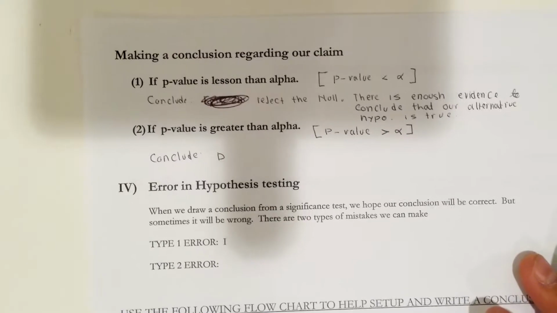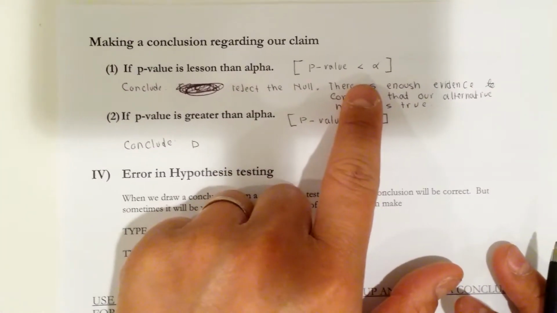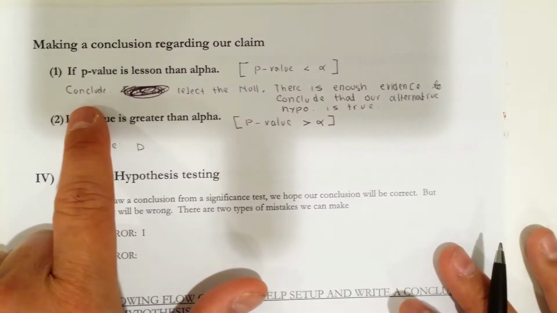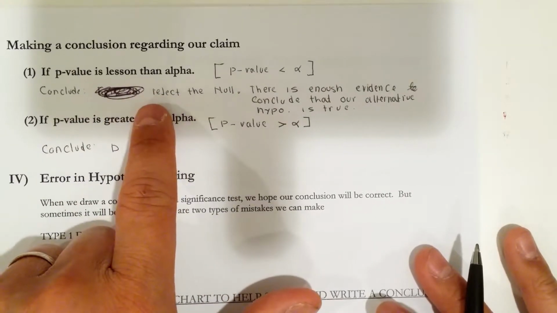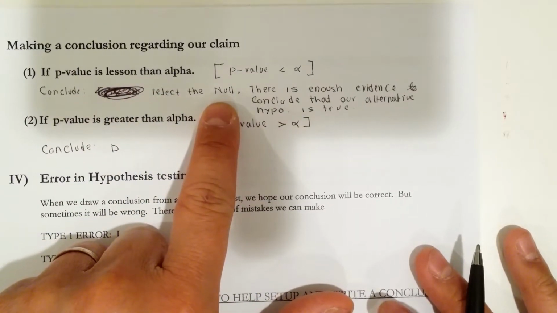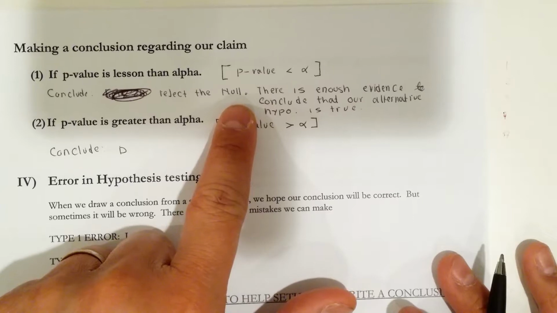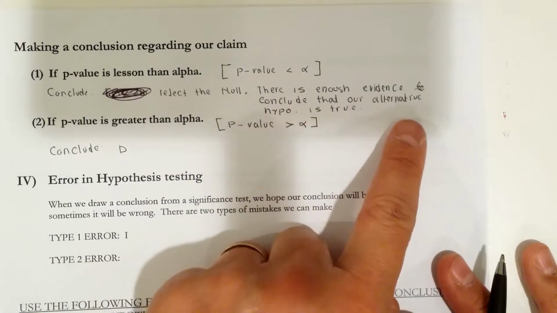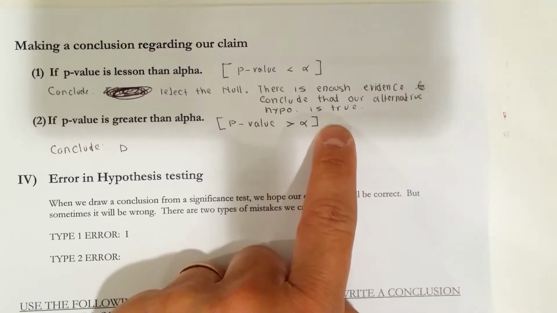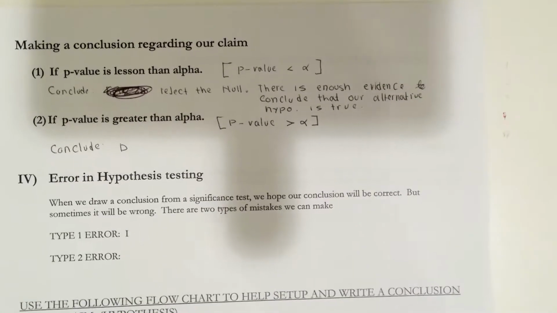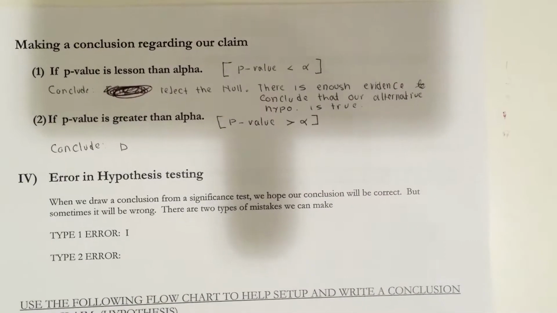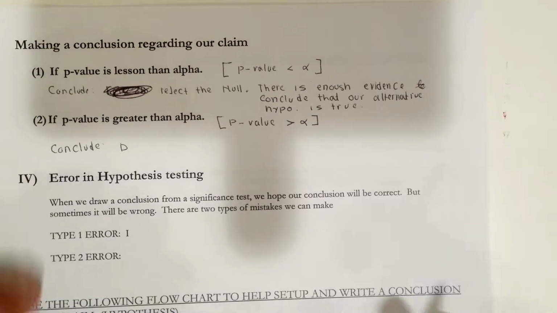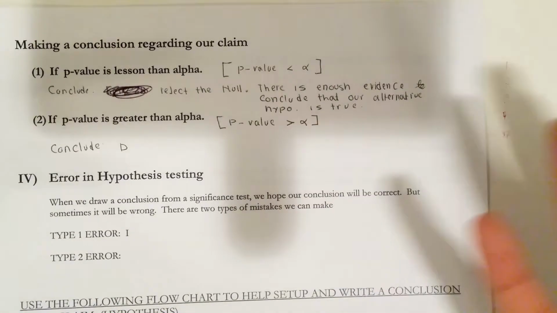So if you compare and your p-value happens to be less than alpha, then you conclude that you would reject the null. And by rejecting the null, you're saying that there is enough evidence to conclude that our alternative hypothesis is true, because we're rejecting the null hypothesis.